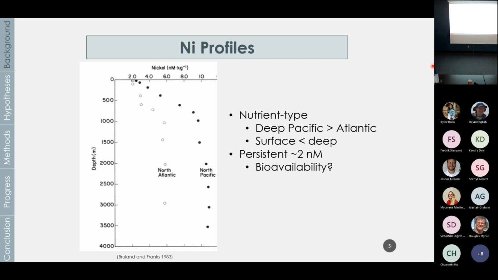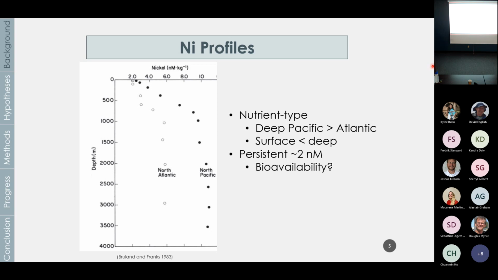So when we talk about nickel profiles and when we see nickel profiles in the ocean, this is a very classic figure from Bruland and Franks, 1983. We have depth in meters on the y-axis from 0 to 4,000 and nickel concentrations in nanomolar from 0 to 12 on the x. And I'd like to point out 3 different trends here. The first trend is that we see nickel having a nutrient type profile, which means that it has lower surface concentrations compared to those in the deep.